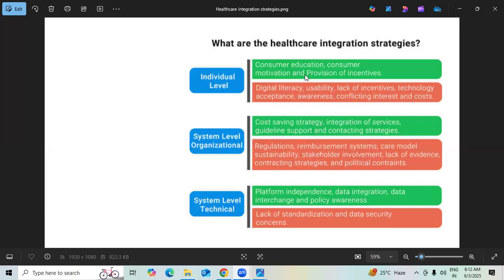Understanding the integration process and the integration approaches is essentially required. In the process of understanding, we are discussing healthcare integration strategies. Normally, as an analyst, we can divide these healthcare integration strategies into three different parts. The first one is the individual level.